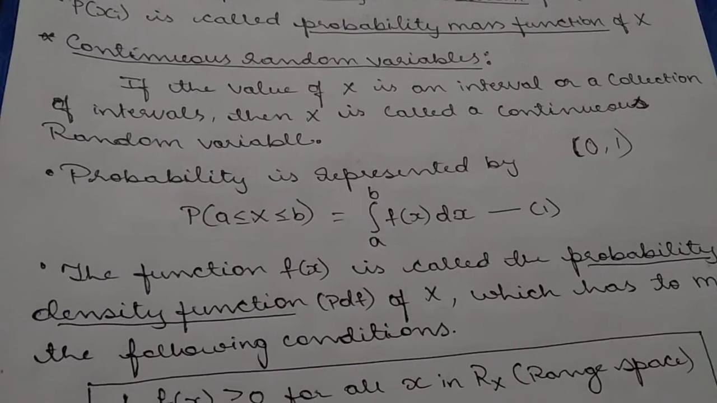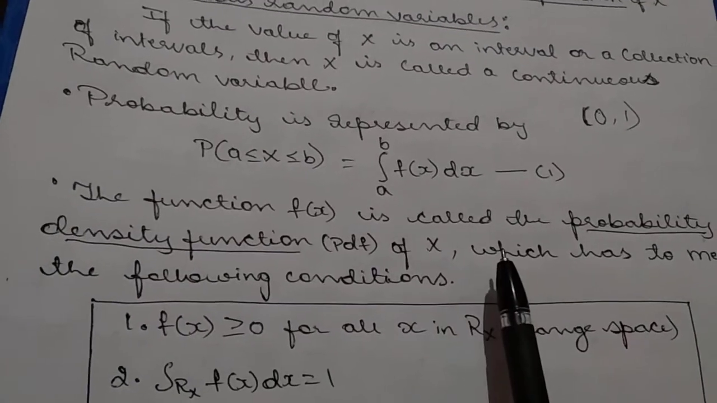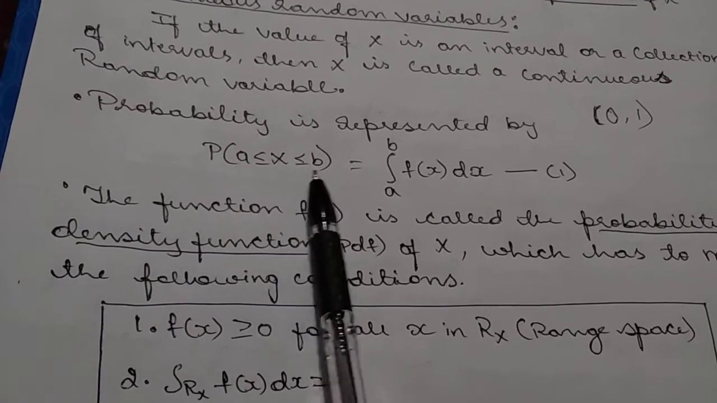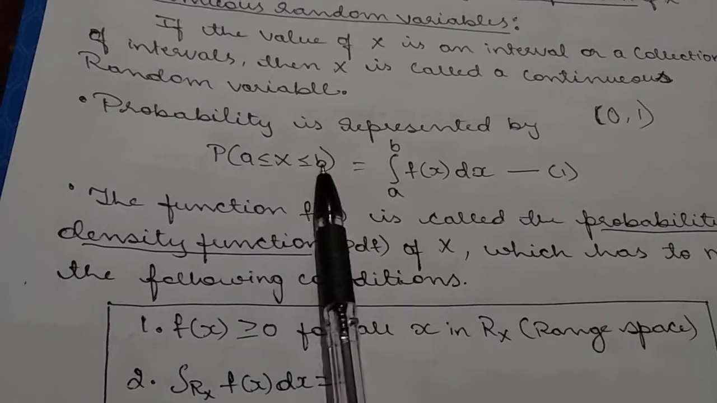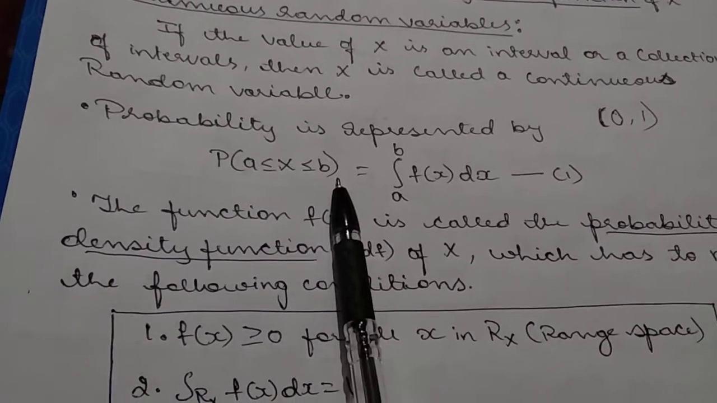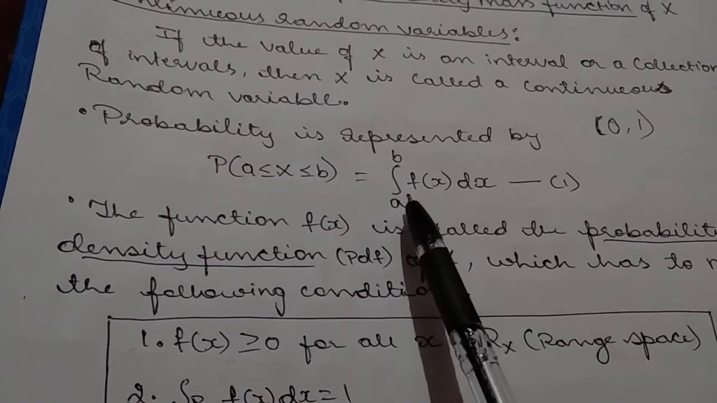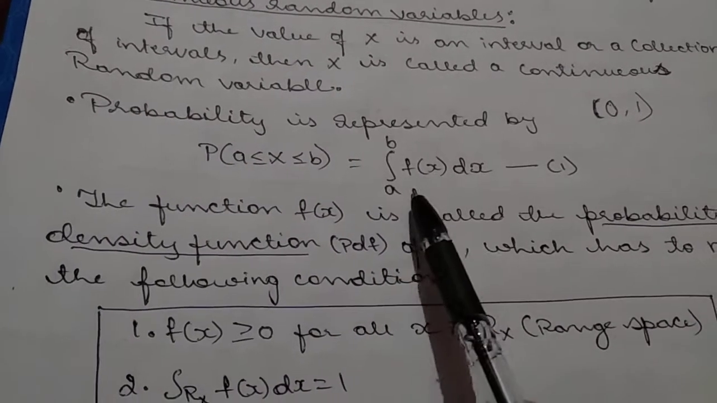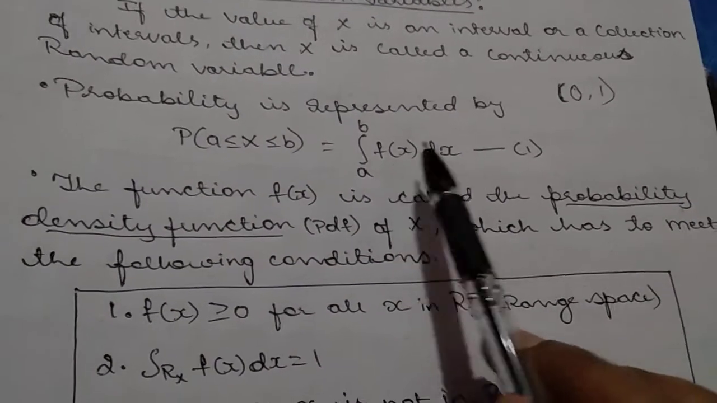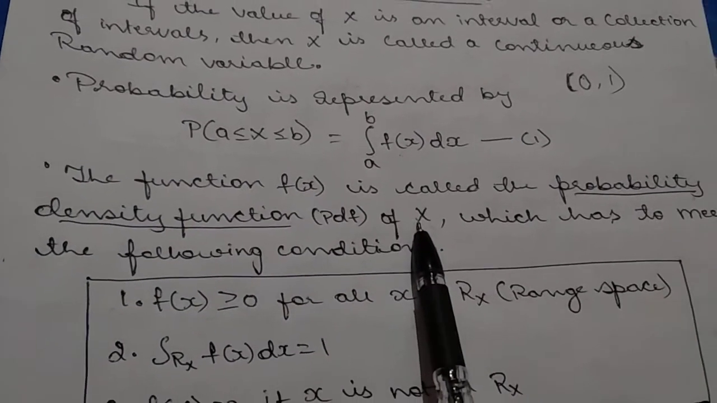Here also we have to take the probability. Here the probability is represented using integration, that is dx. P of a less than or equal to x less than or equal to b, where a and b are the interval limits. For example, for 0, 1, a is equal to 0 and b is equal to 1. This probability is given as the integral from a to b of f of x dx. Here the function f of x is called the probability density function of the random variable x.